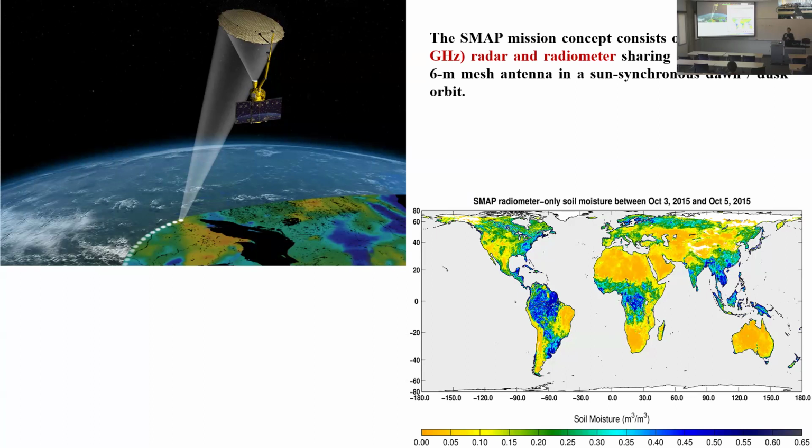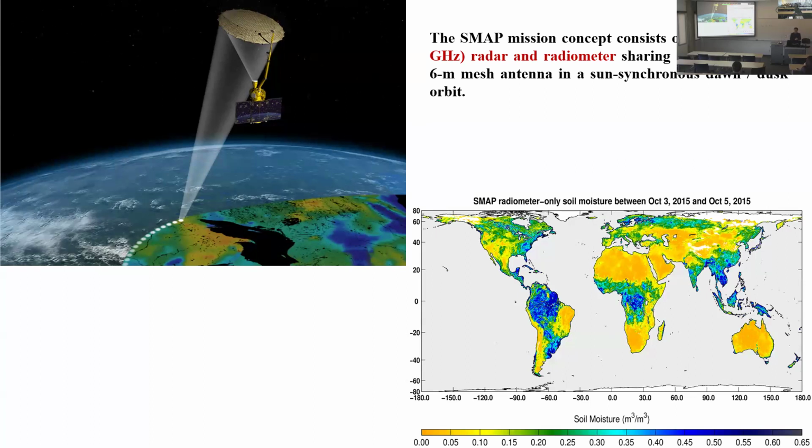They use the so-called L-band radar and radiometer, L-band with a 1.4 gigahertz frequency for the measurements. The radar uses an active signal to measure the reflection from the surface. The radiometer measures the passive signal from the surface. They use this frequency because it is the most suitable for measuring soil moisture on the global scale.